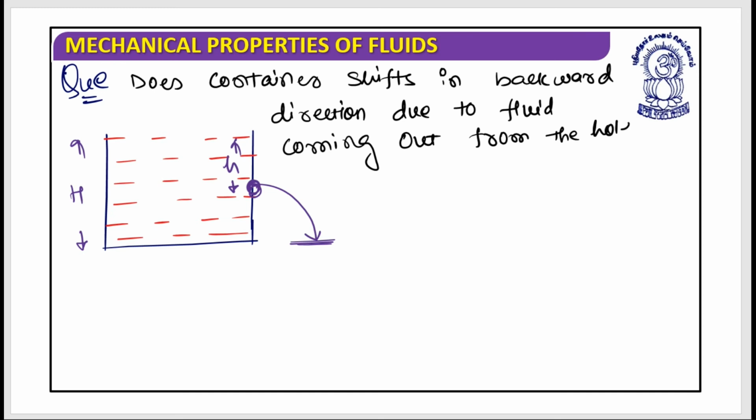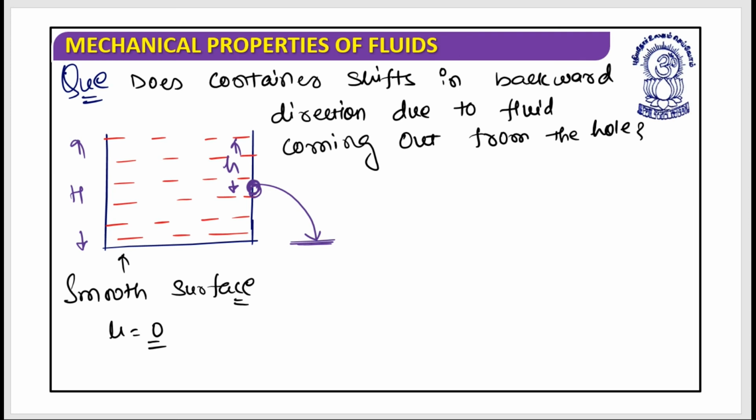This is the question. Let's suppose that this is a smooth surface. This container has been placed on the smooth surface. No friction will be there. So it says, does the container shift in the backward direction due to the fluid coming out from the hole? What do you think? What is your opinion in this? Does it shift in the backward direction because this fluid is leaving this hole?